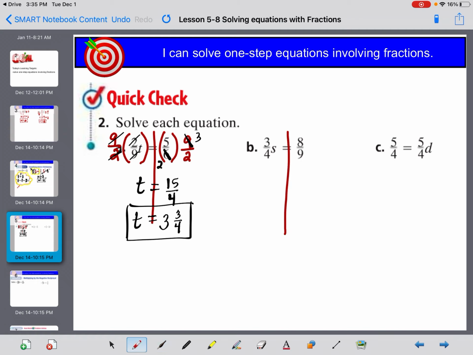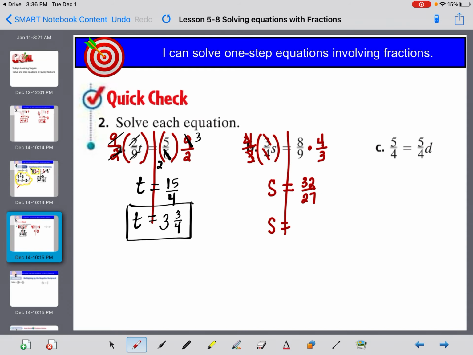Let's see how you did. Hopefully you began by multiplying this side by 4/3 and the other side by 4/3. I see that my 4's cancel out when I simplify diagonally, and so do the 3's. S remains on the left. On the right, there are no common factors to simplify, so I multiply across.